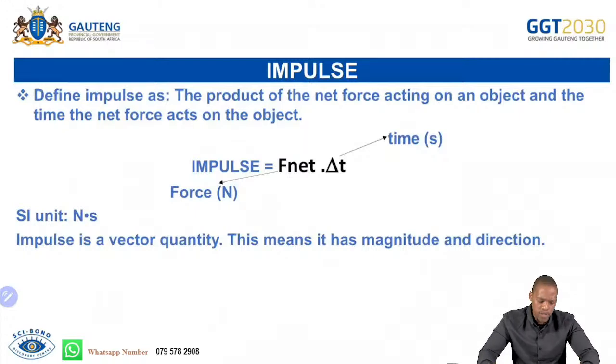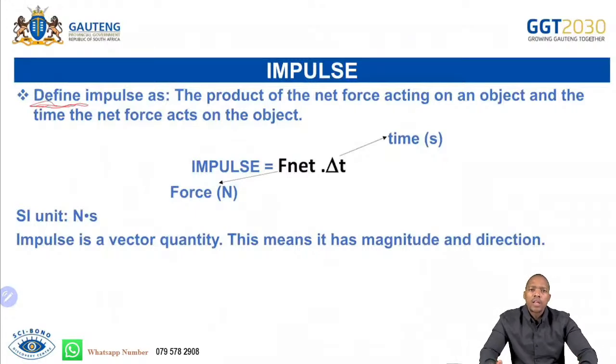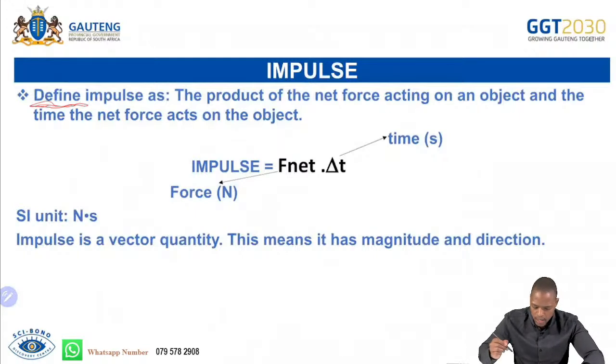So it's very important that, Grade 12, we are able to define this concept, as part of knowing the examination guideline and the things that can be examined, right? This impulse definition is examinable. We must be able to know it and define it. So we define impulse as the product of the net force acting on an object and the time the net force acts on that object.